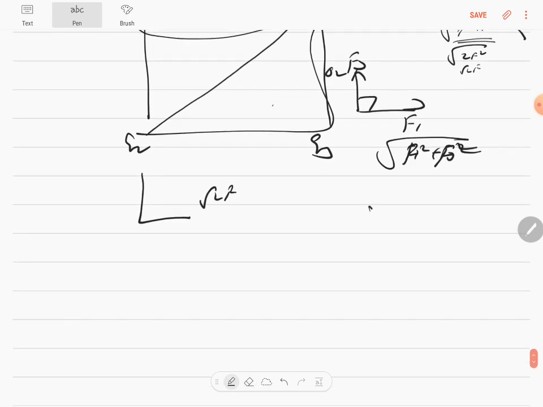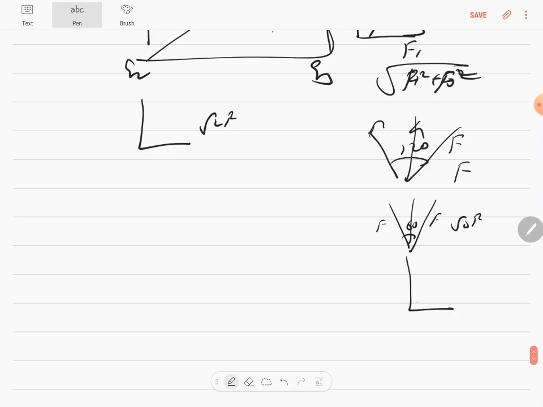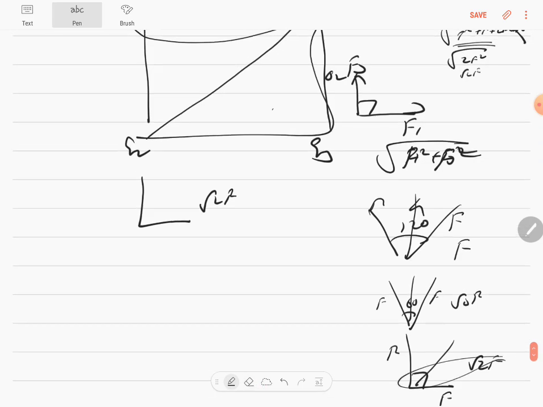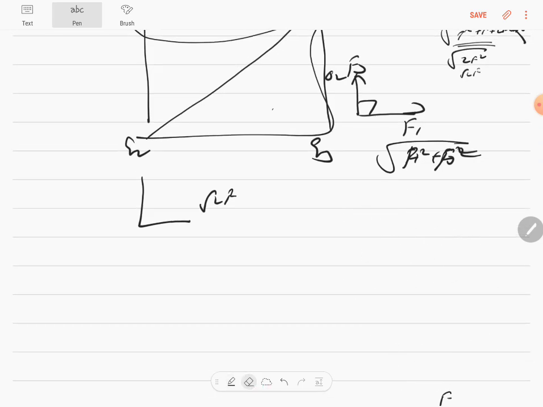Whenever it's 120 degrees, and it's F and F, the resultant you get is F. Whenever it's 60 degrees and it's F and F, the resultant you get is root 3F. Whenever it's 90 degrees, if this is F and F, the resultant you get is root 2F. So coming back here, whatever we were doing, you get root 2F.